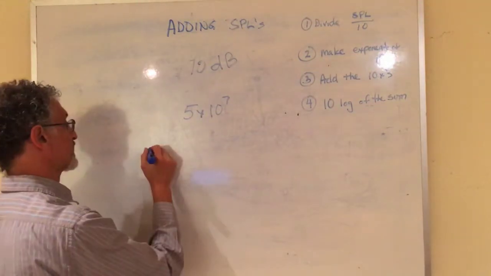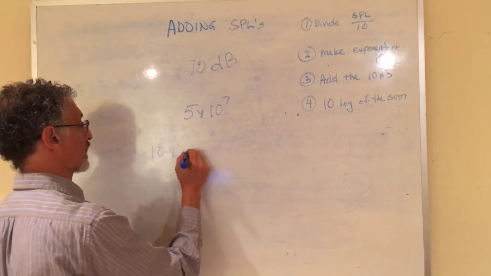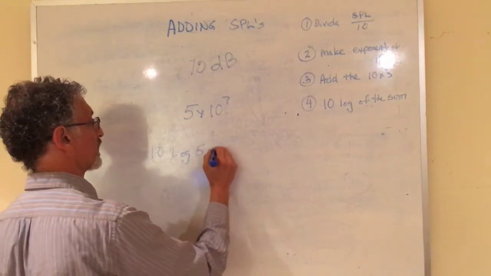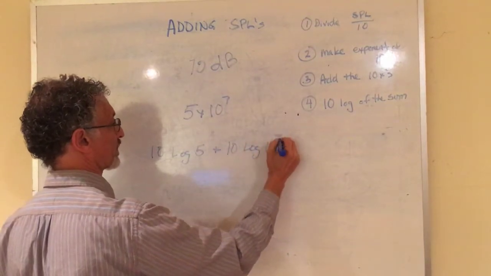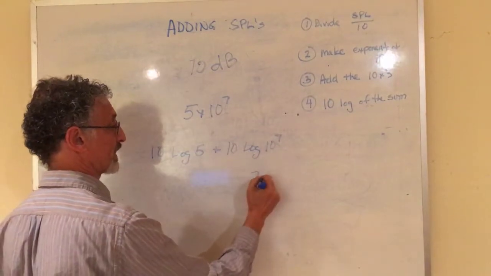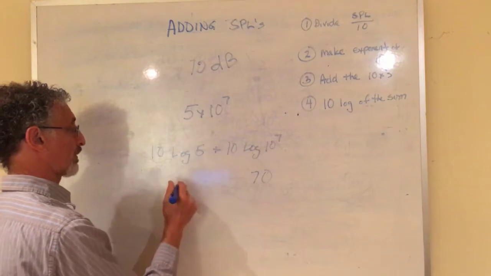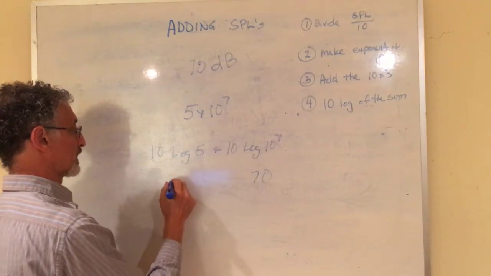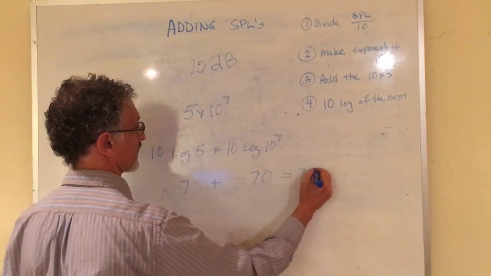And it should be obvious that if we have 10 log of this, it's also 10 log of 5 plus 10 log of 10 to the 7th. The log of 10 to the 7th is 7, so this will be 70. And this will be 10 log of 5. The log of 5 is 0.7, so this will be 7, equals 77 dB.